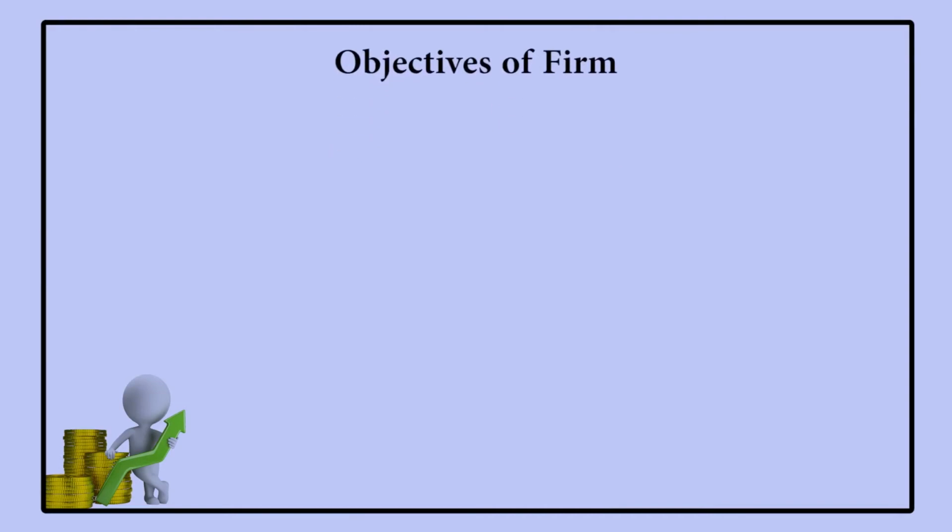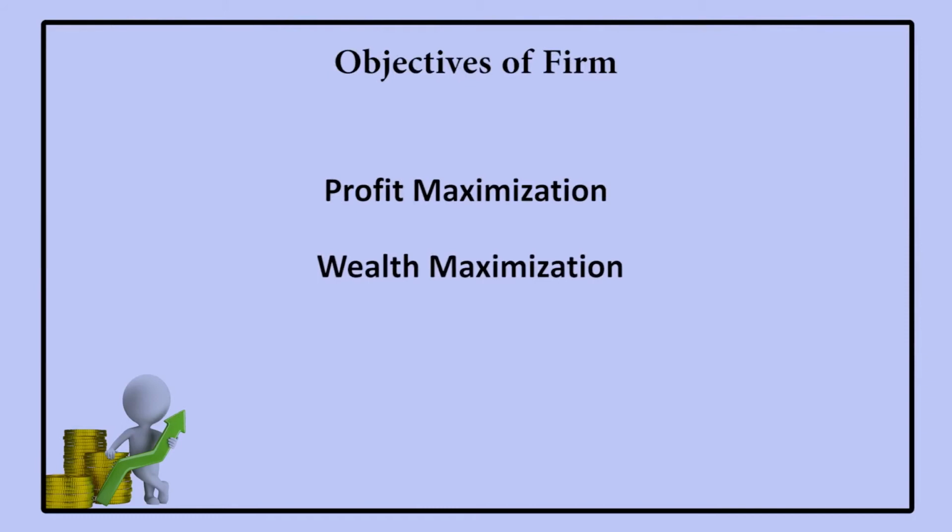The first part is profit maximization, and the second part is wealth maximization. Profit maximization means the main objective of the firm is to maximize profit. There are many arguments given in favor of profit maximization, and many negative arguments as well. The main positive argument is that profit is the lifeblood of the business.